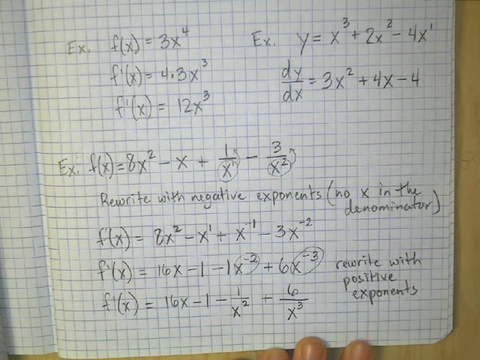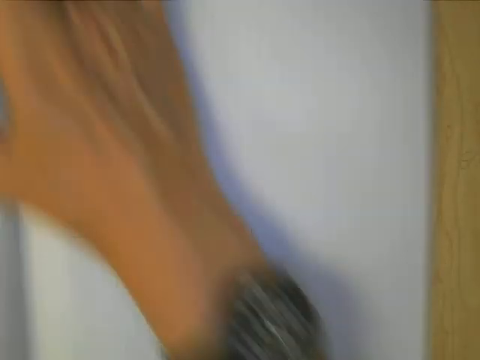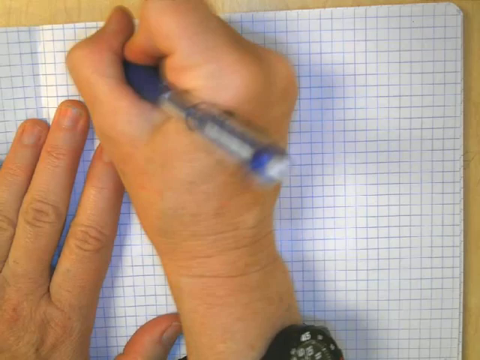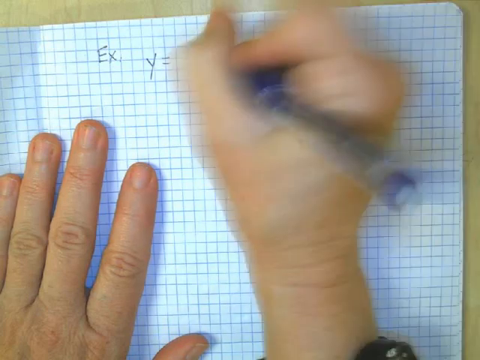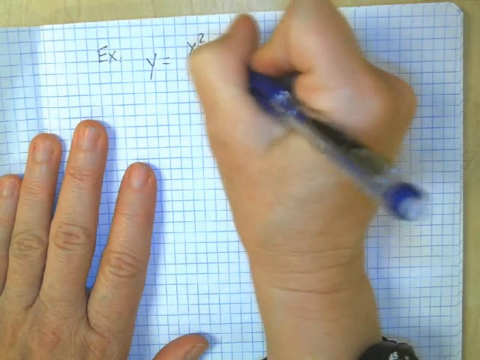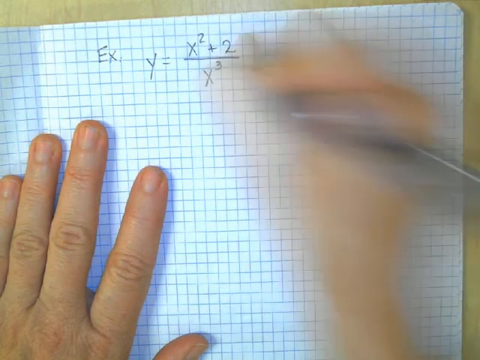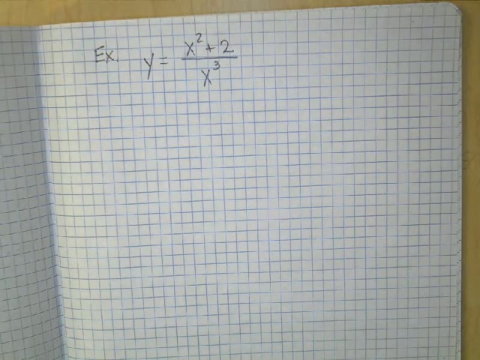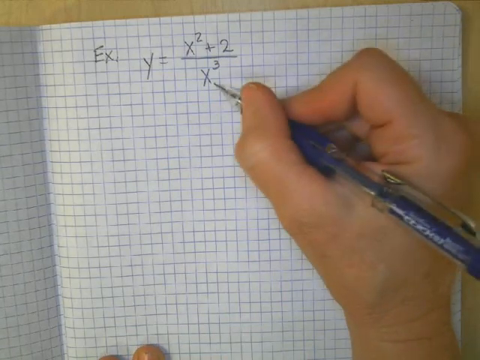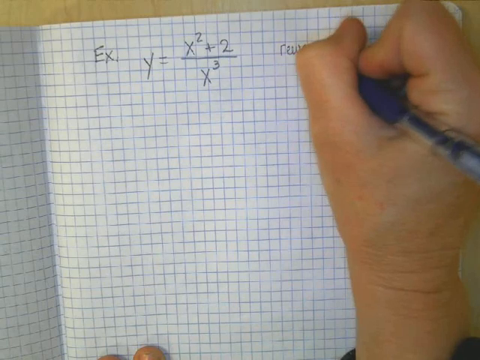Okay, perhaps the hardest one in MathSpace is going to be when you have something like y equals x squared plus 2 over x cubed, something like that. How do we take the derivative of this one? Okay, so we can rewrite this. Again, we're going to rewrite it without a denominator. So rewrite with negative exponents.